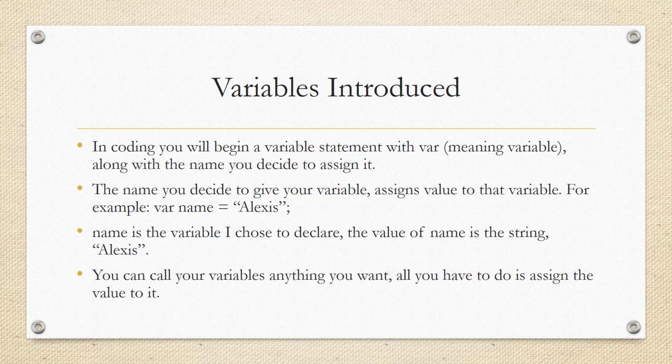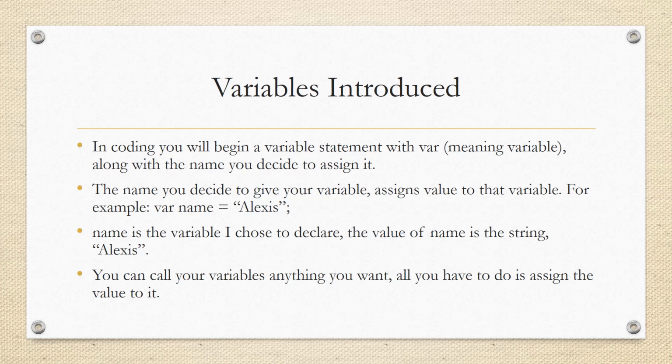Alright, so in coding you will begin a variable statement with the word var. Remember, no capitalization. This means variable. Along with the name, you decide to assign it. So the name you decide to give your variable assigns value to that variable. So for example, var name equals Alexis. Name equals my name. Name is the variable I chose to declare. The value of name is the string Alexis. So those quotes mean that that word Alexis is a string.